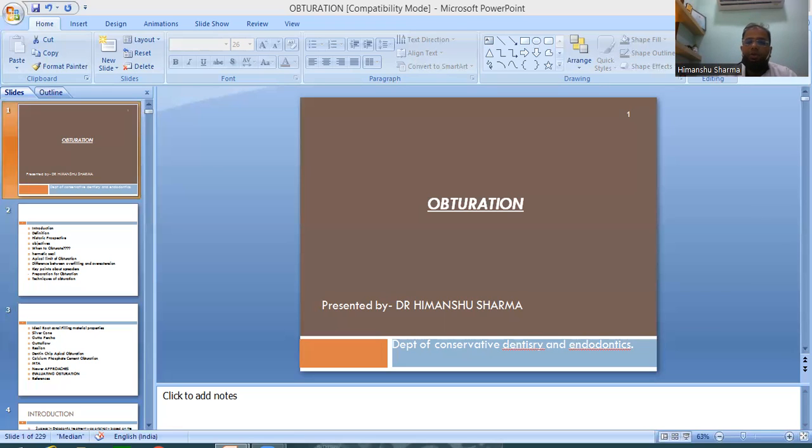Sealers in use today can be divided into 4 groups based on their constitution: zinc oxide eugenol sealer, calcium hydroxide based sealer, resin sealer, and glass ionomer sealer. Coming to the classification, according to Grossman, you can obturate by lateral condensation, vertical condensation, warm gutta percha, sectional condensation, compaction, thermoplasticized gutta percha technique, and chemically plasticized gutta percha.